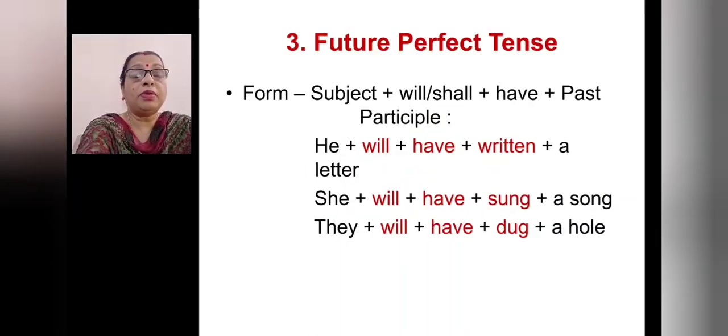Next, future perfect tense. What's the form? Subject plus will or shall plus have plus past participle. So, he will have written a letter. She will have sung a song. They will have dug a hole. So here we have subject, then will, and then have, and then the past participle. Write, wrote, written; sing, sang, sung; dig, dug, dug. And then we have the object or the rest of the sentence.